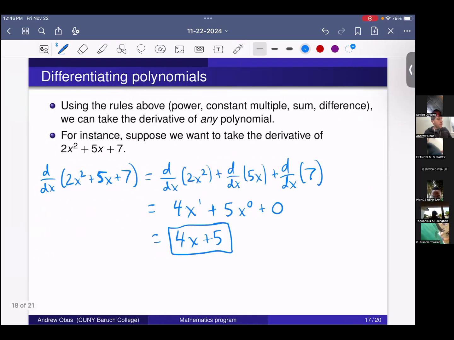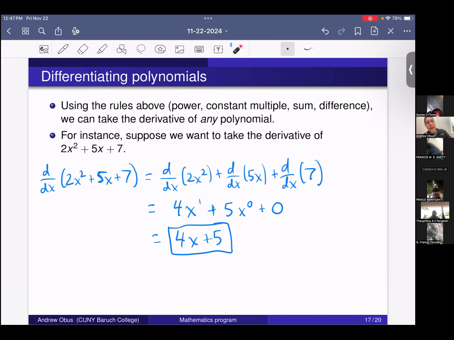So this just becomes 4x plus 5. And you can see you can just do this for any polynomial. You just do every term by itself. If it has some coefficient, fine, you just have to multiply that in. And doing this is much, much easier than actually calculating the limit as h goes to 0 of this whole function applied to x plus h minus that function applied to x, divided by h. The power rule saves you the trouble of writing down and calculating all of these limits.